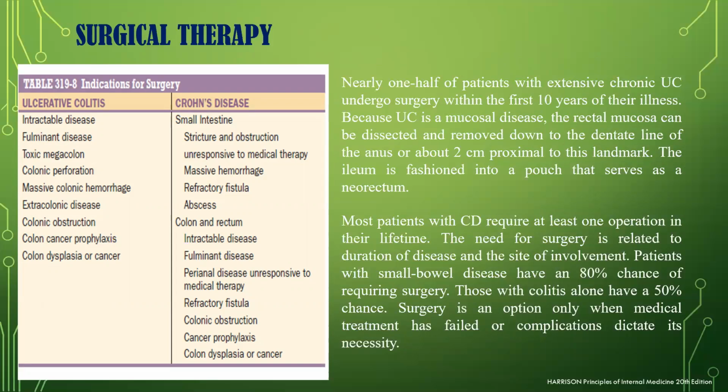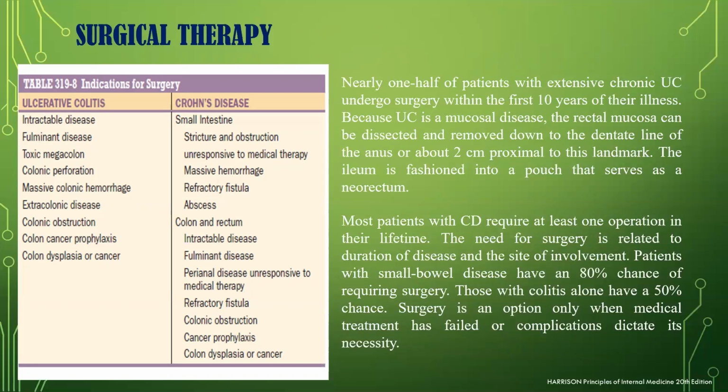of the illness. Because ulcerative colitis is a mucosal disease, the rectal mucosa can be dissected and removed down to the dentate line of the anus or about 2 centimeters proximal to this line. The ileum is fashioned into a pouch that serves as a new rectum.